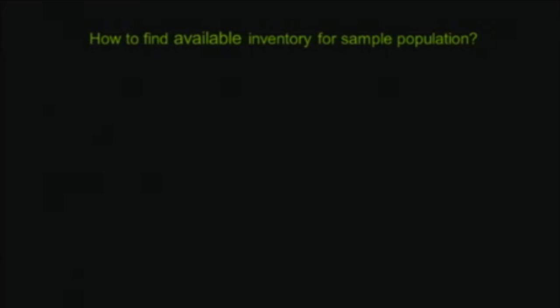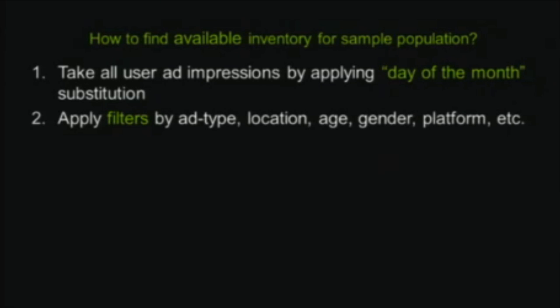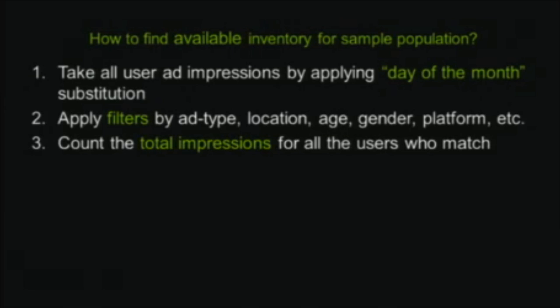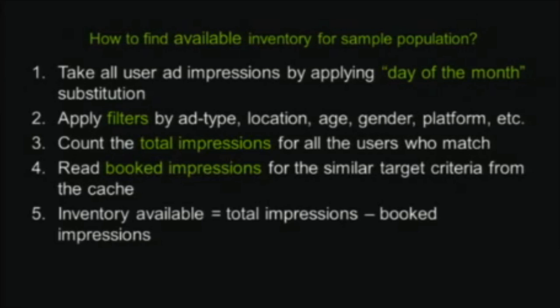So I'm going to run through the algorithm in pretty much how it actually goes and gets the final values. We basically take all the user ad impressions by applying day of the month substitution, and this is again working on the sample of population, not the whole population. Then we apply all the filters based on the targeting criteria and make sure that from the sample of the population, we are choosing only those data points which match the targeting criteria. So we start adding these filters. Once we get all those users, we count the total number of impressions for all those users, and we get the total number of impressions available to serve ads. From that, we also read the booked impressions from the Postgres database, and then we subtract that from the total impressions to give us the total available inventory.